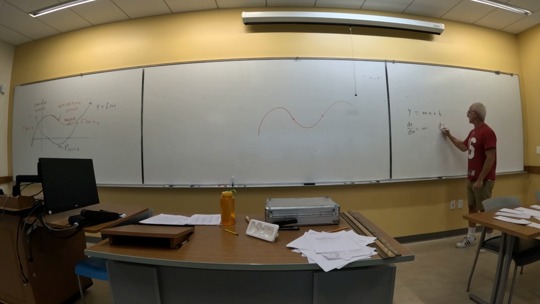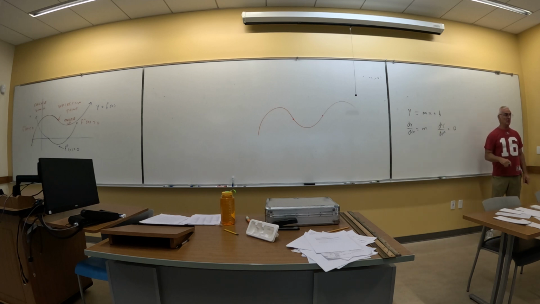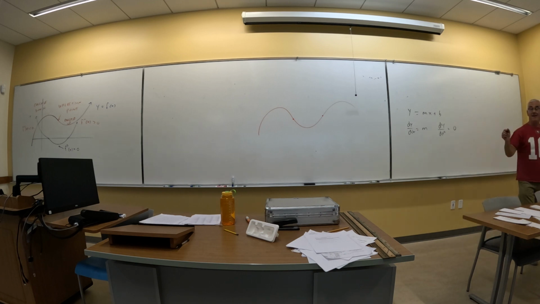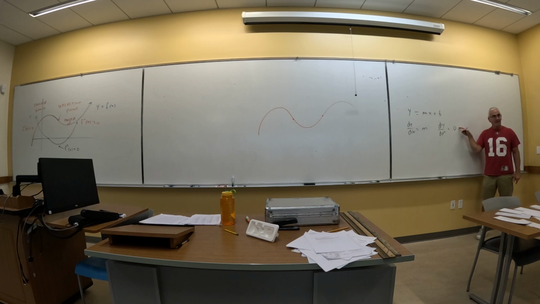What's the second derivative? 0. How much bend is there in a line? None. The second derivative gives you a numerical value that refers to how much it is bending. Isn't that kind of cool? So the first derivative tells me the slope of the tangent line, but it's a line. So it just gives me the slope. Second derivative tells me how much is bending. 0. It's not bending. That makes perfect sense. Hopefully it makes perfect sense.